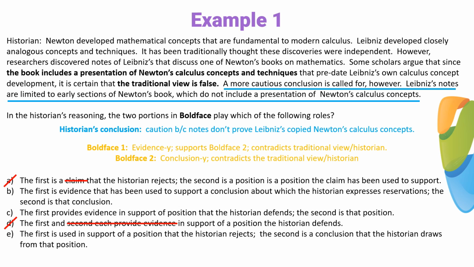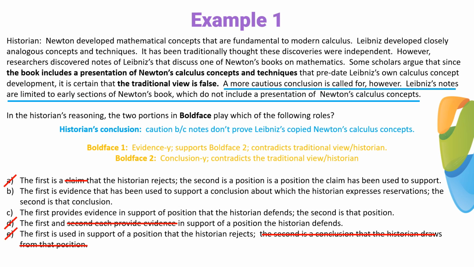Next step, check logical direction. Let's start with E. Well, the first part is right. The evidence supports the second statement, which contradicts the historian. And we run into trouble in the second part of this answer choice. The second statement is a conclusion that contradicts the historian. The historian doesn't draw from that position. That position doesn't support him. That means that E is out.